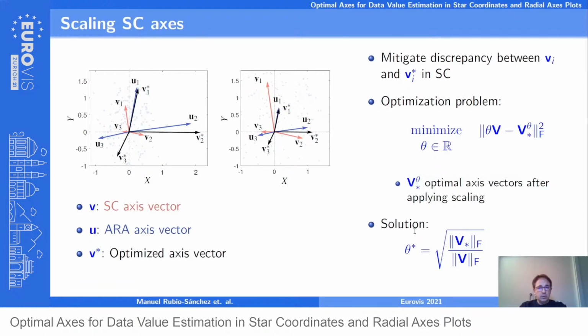So we also propose to scale the axis vectors of star coordinates so that they will be as similar as possible, in a least square sense, to the optimized vectors. And this scaling parameter can be found by solving this optimization problem. And well, the solution is expressed in this nice closed form formula. And again, the details are in the supplemental material.